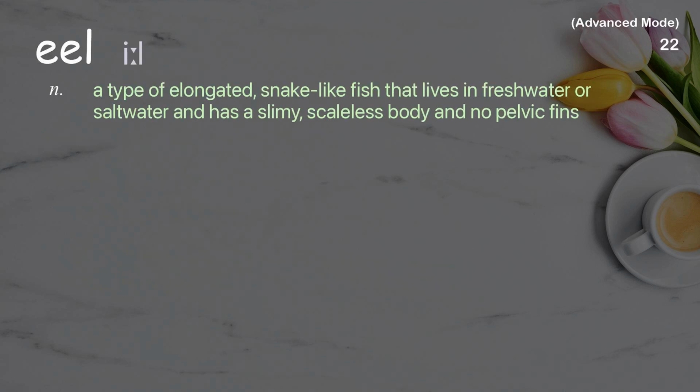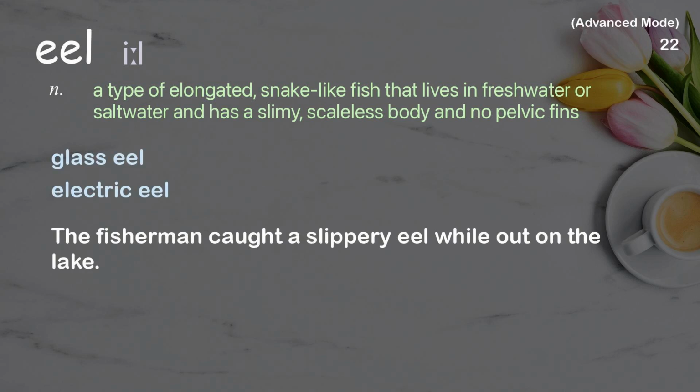Eel. A type of elongated, snake-like fish that lives in freshwater or saltwater and has a slimy, scaleless body and no pelvic fins. Examples: Glass eel, electric eel. The fisherman caught a slippery eel while out on the lake.